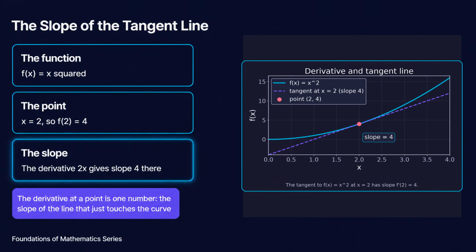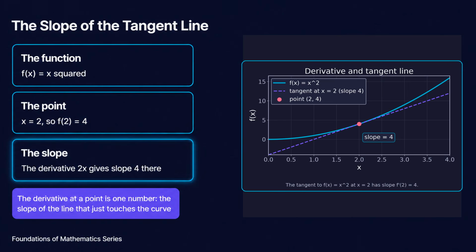Let us make that concrete with the simplest interesting example. Take f of x equals x squared and ask for the derivative at x equals 2. The function value there is 4, so the point on the curve is 2, 4. The derivative of x squared is 2x, which at x equals 2 gives 4. So the tangent line at that point has slope 4, and you can see it on the plot. It touches the parabola at exactly one place and leans at the same angle the curve does there.